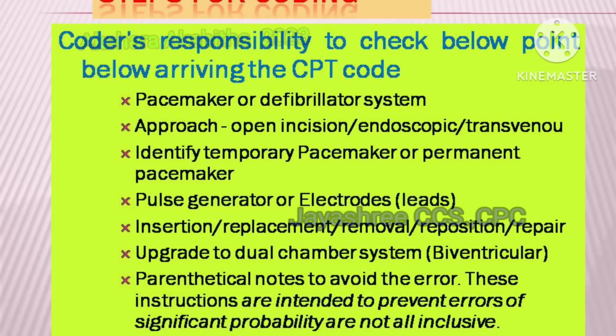Then we know everything. Now patient is coming for which service, either insertion or replacement, or removal or reposition or repair. So from these five services, we should know which service patient is coming for. Then upgrading to the dual chamber system, so that is biventricular. Okay, the last point is very important point, that parenthetical note we should check that instruction before taking the option.